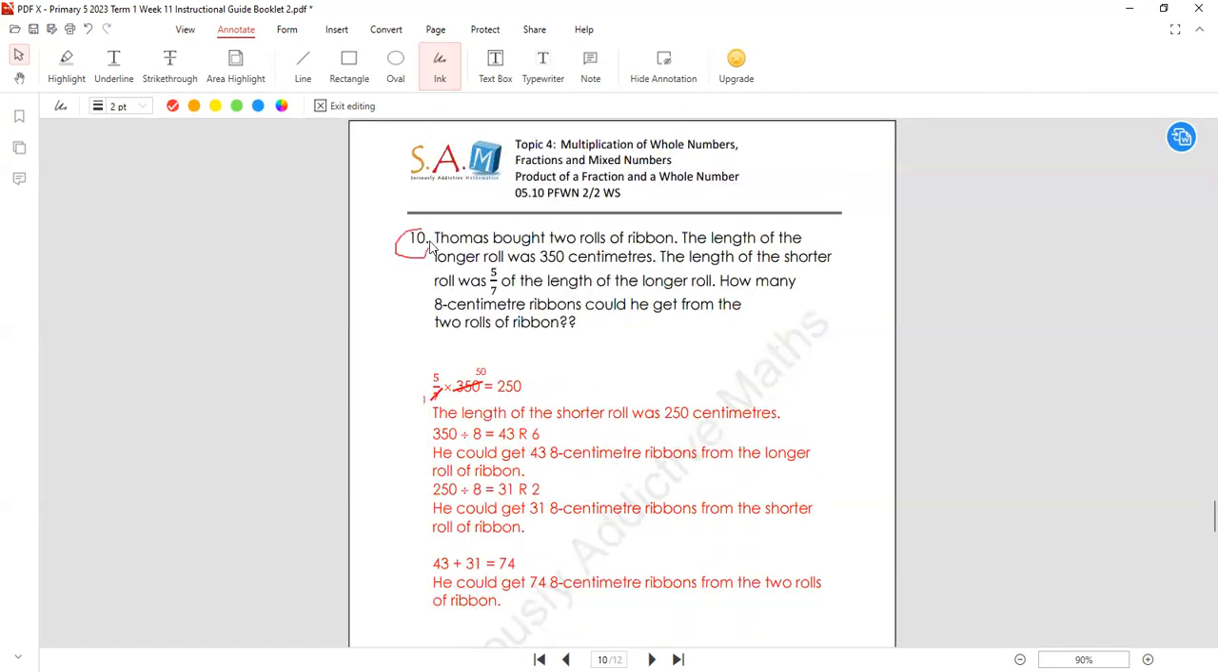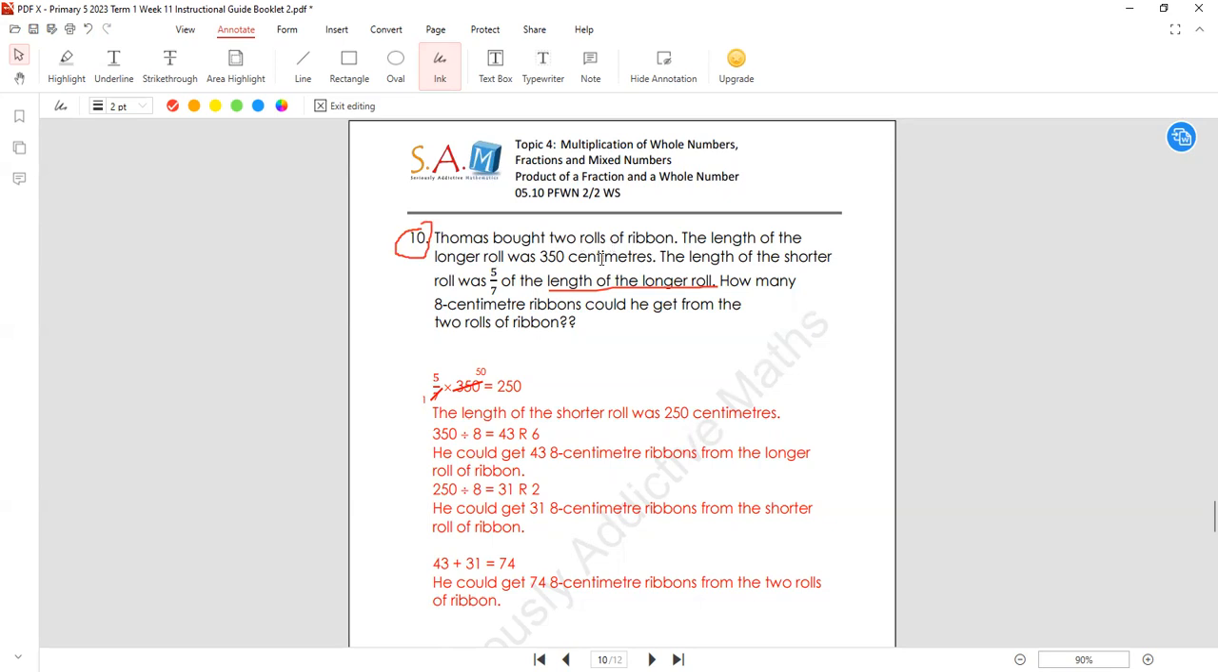Perhaps do question 11. Question 11, these are tricky questions. 2 rows of ribbon. The length of the longer row was 350. The length of the shorter row was 5 out of 7. So they need to find out the length of the shorter row. This question is very tricky because they may add it up and then divide by 8. They may add up and divide by 8, but that's actually not the answer. Because it's 2 rows, they need to work on each row individually.